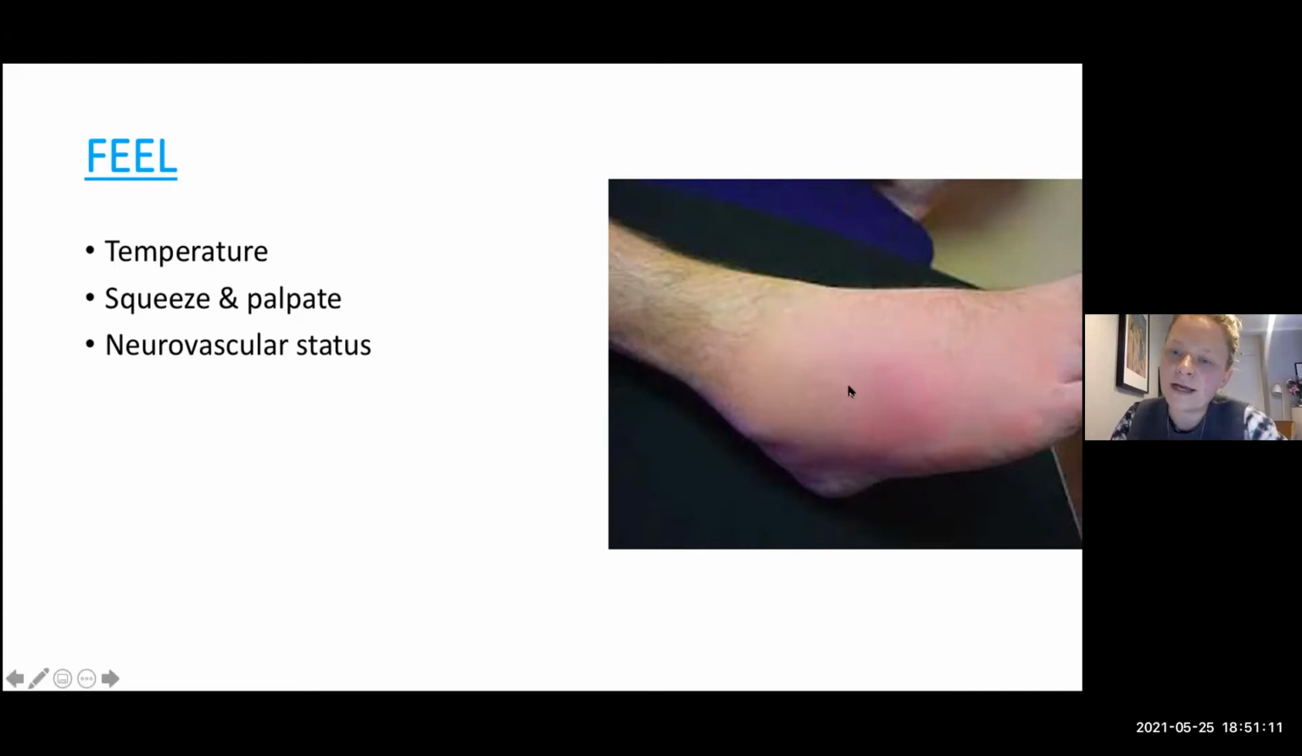What I've also shown here on the picture is some redness and erythema around the dorsum of the foot, which actually indicates a patient with gout.